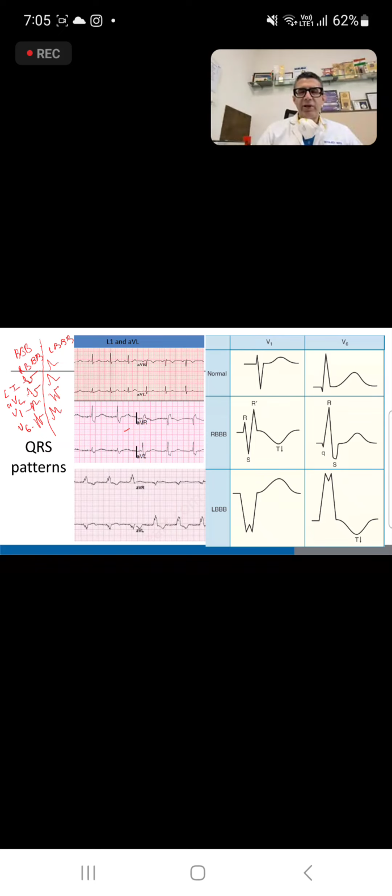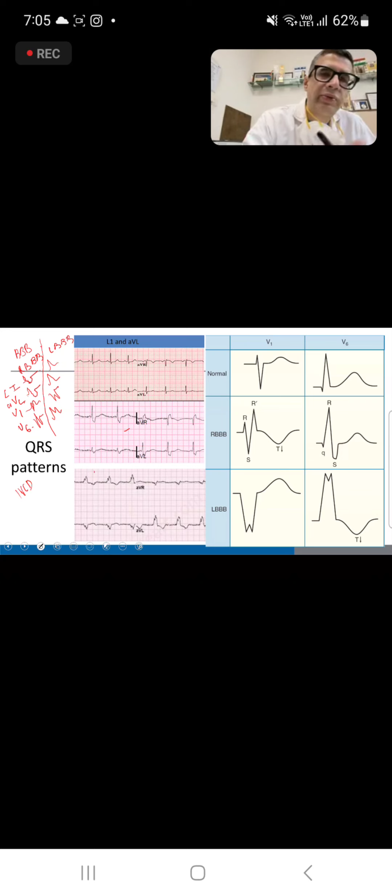Now, this pattern recognition is fundamental. So once you have a broad QRS complex, you look at L1, aVL, V1, and V6, and decide whether it is fitting into a right bundle branch block pattern or a left bundle branch block pattern. If the limb leads are suggestive of one pattern and the chest leads are suggestive of the opposite pattern, then it is called an intraventricular conduction disturbance, IVCD.